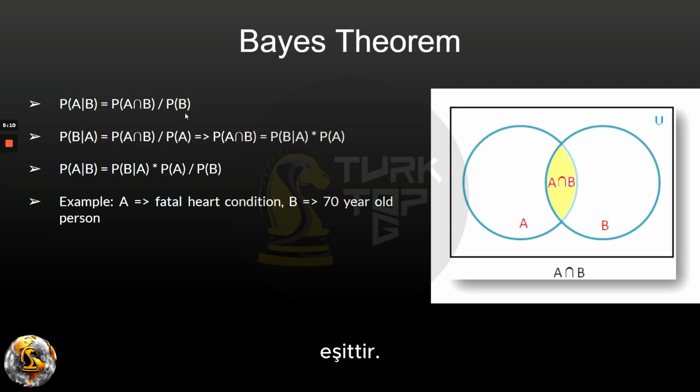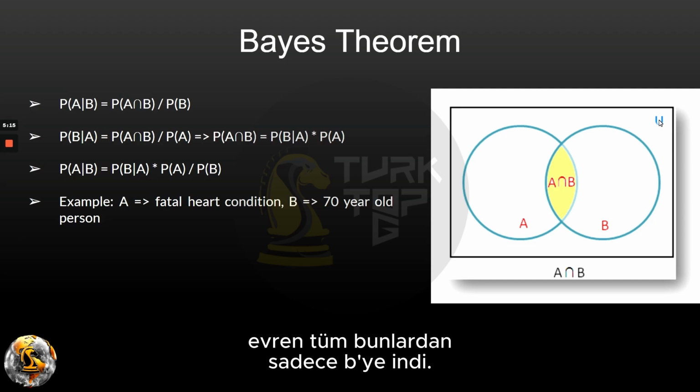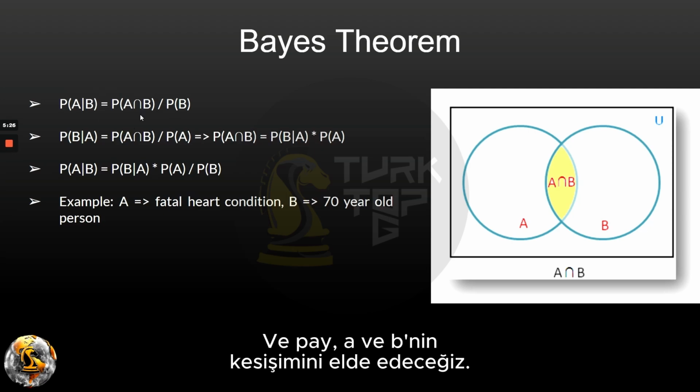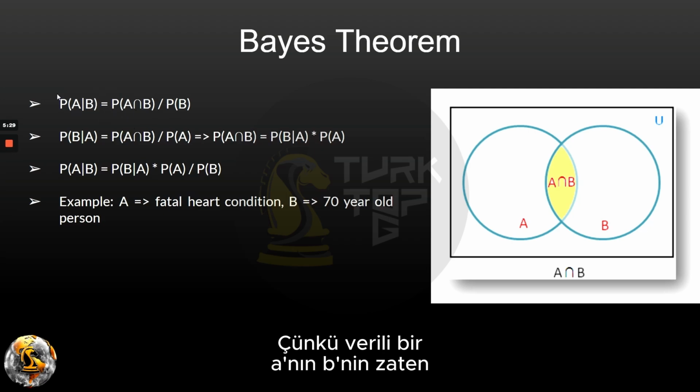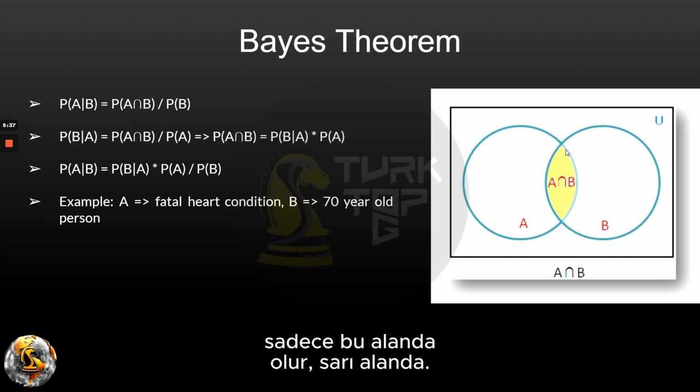equal to. Now, in the denominator, because we already know the condition that B already happened, our universe went down from this entire thing to just B. So in the denominator, we'll have probability of B happening. In the numerator, we will have the intersection of A and B. Because we are calculating the probability of A, given that B already happened, that will only happen in this area, the yellow area. So the probability of A intersection B divided by P(B), probability of B happening, is our conditional probability.